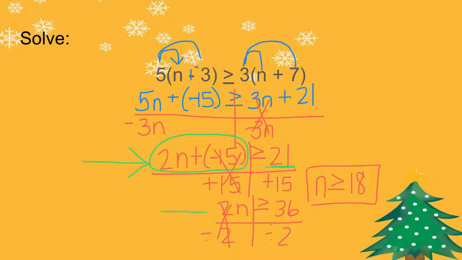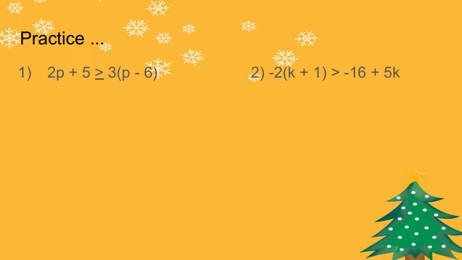That got me down here, 2n on one side, 36 on the other. I divided both sides by 2. I did not flip my sign because that's a +2. So my solution is n is greater than or equal to 18. If I had asked you to graph this, you would have a closed-in dot, and you would have shaded everything greater than and including 18 on your number line. I want you to pause while you do both of these. When you are ready to see my solutions, you will come back.